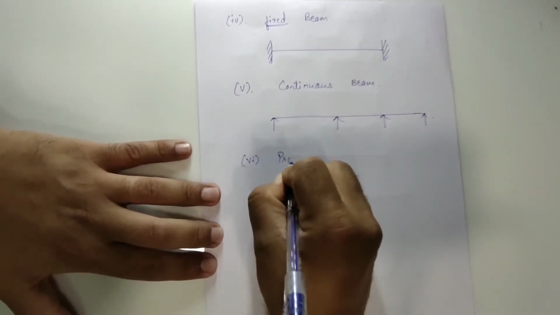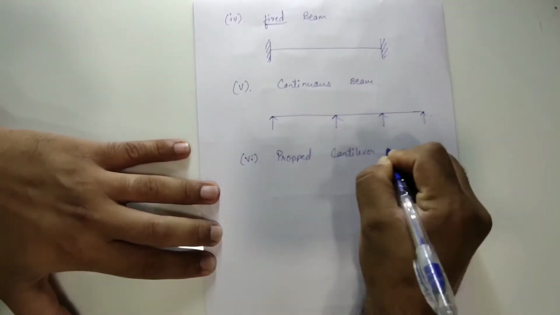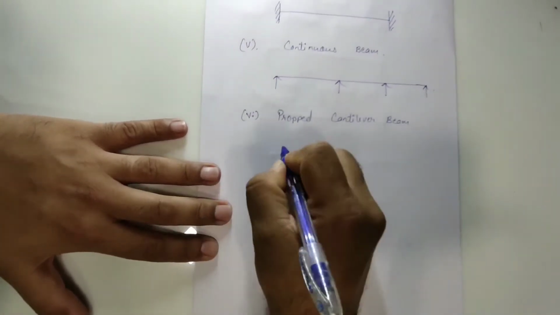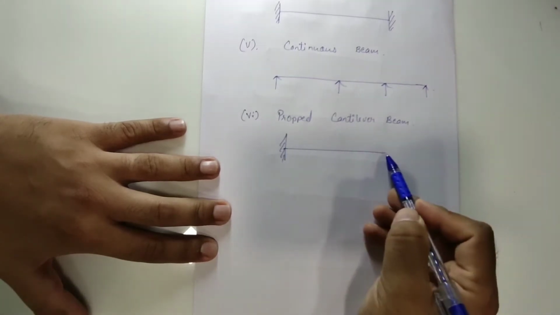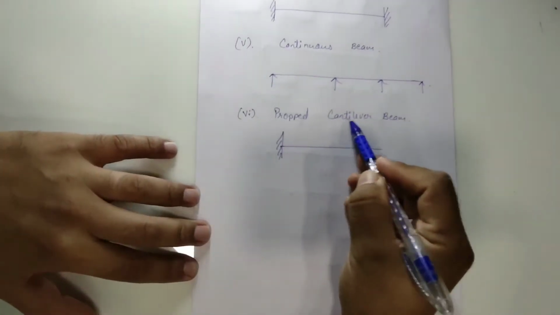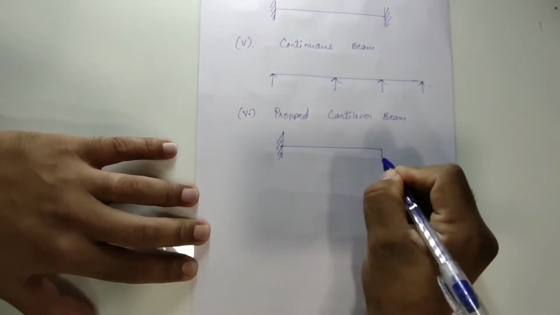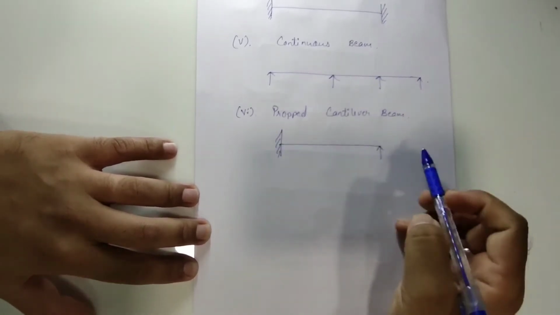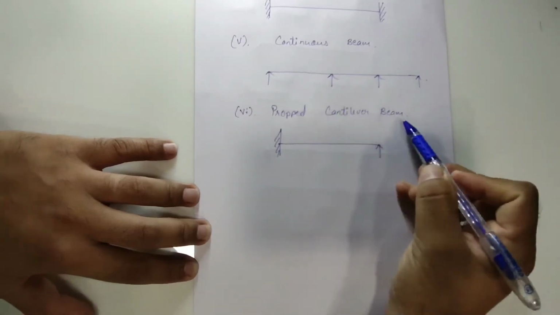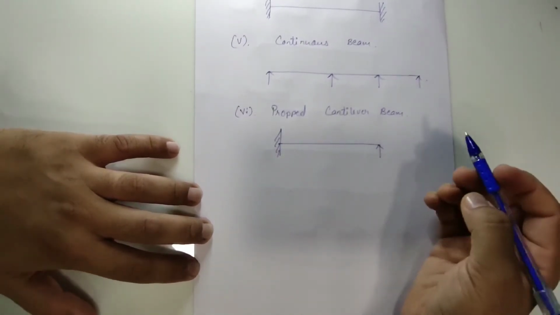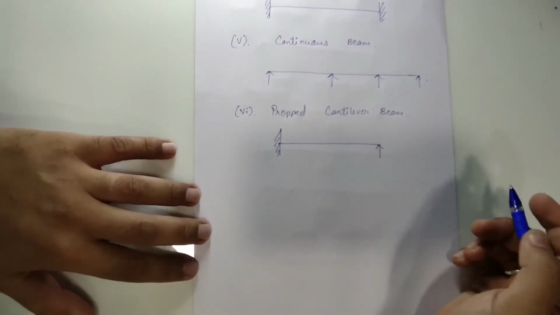propped cantilever beam. Suppose a beam is fixed from one end and free from the other end, that is a cantilever beam. But here one word is added, that it is a propped cantilever beam. Means one simple support is given, like a simply supported beam, at the free end. Then the beam will act as a propped cantilever beam, or that kind of beam is known as propped cantilever beam. So these are the six types of beams which we are going to encounter over the entire chapter.